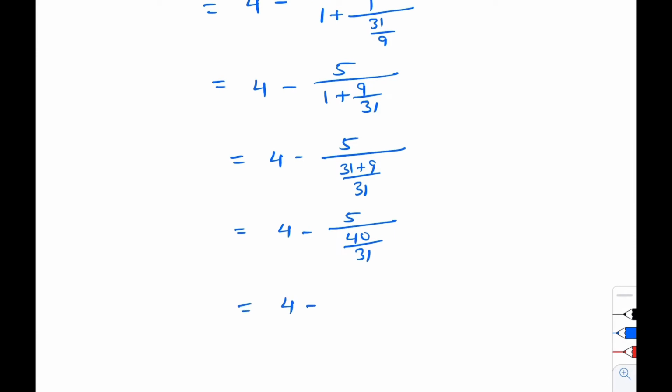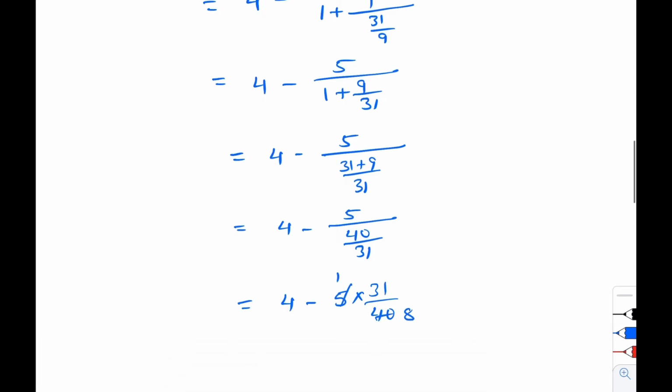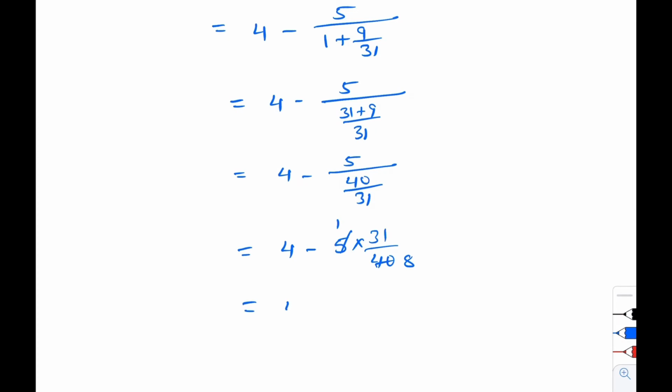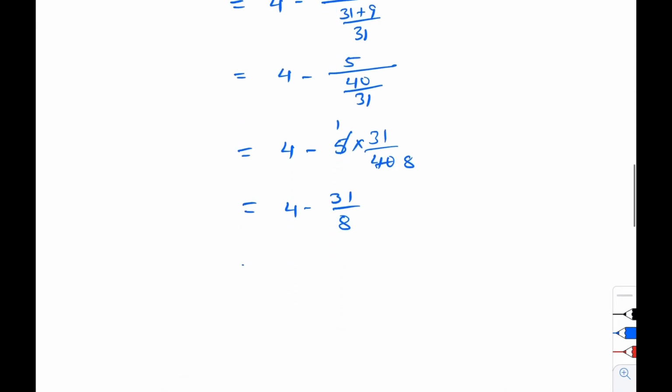equal to 4 minus 5 into 31 upon 40, and 5 into 8 gives 8 times. So this is equal to 4 minus 31 upon 8, and now this is equal to 8 LCM. So we have 32 minus 31 equal to 1 by 8.